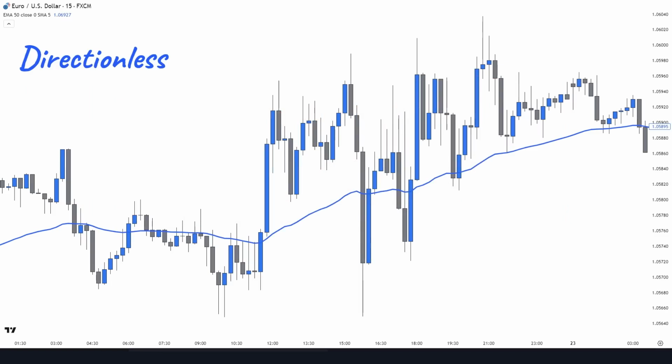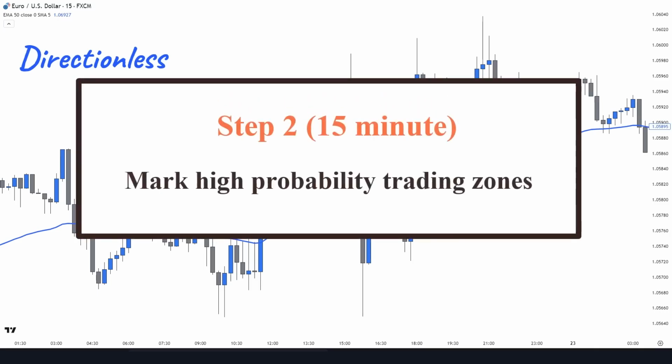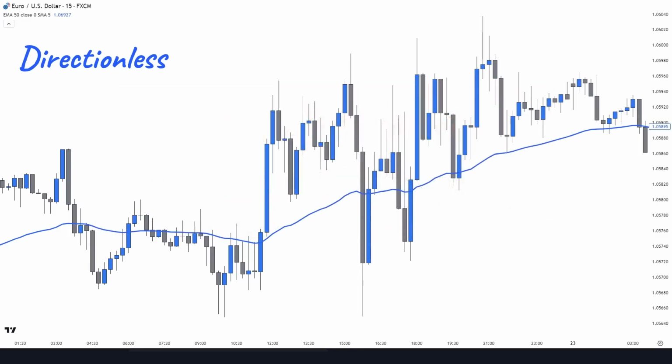Now, the second thing we do after identifying the market direction in the 15-minute chart is to mark high probability trading zones. Usually, there are 3 key levels that we mark on the chart as our optimal trading zones.